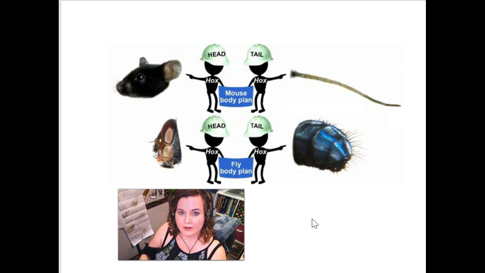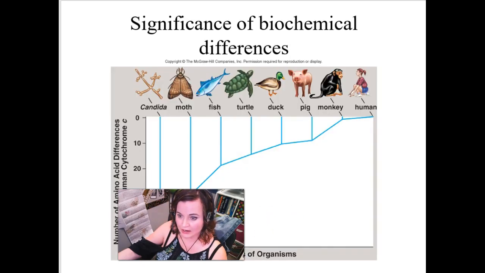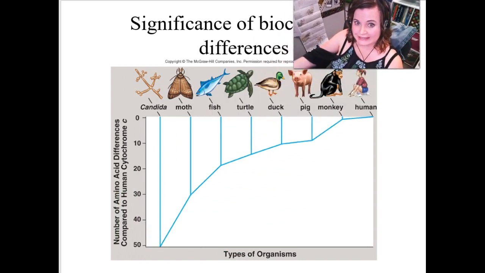So again, another similarity is that these Hox genes are things that all organisms share in common. Again, providing evidence of common ancestry. Just another graph here showing similarities in the cytochrome C sequence.